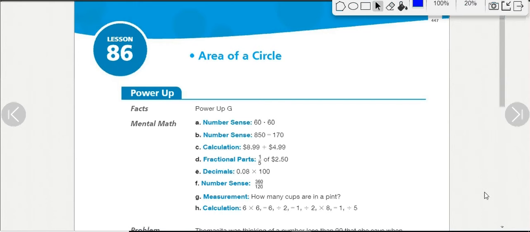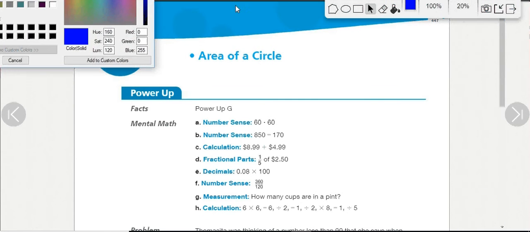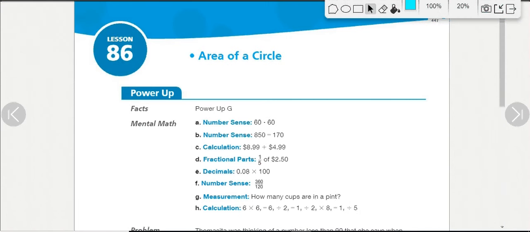Course 1, Lesson 86 is about circles, this time finding their areas. Is this review or no? Let's do a little review though.